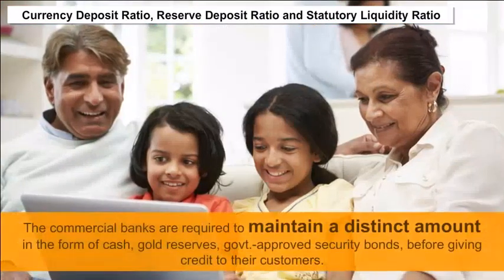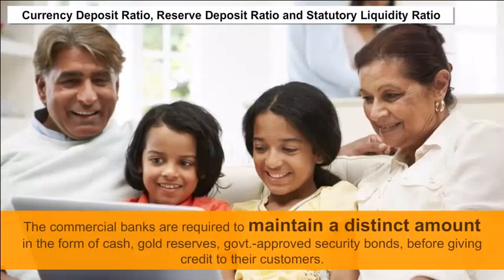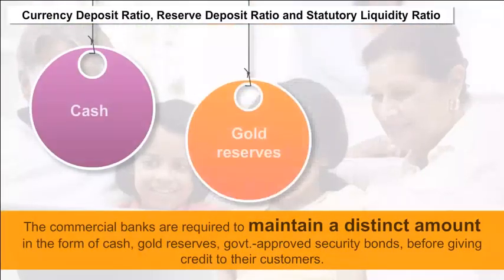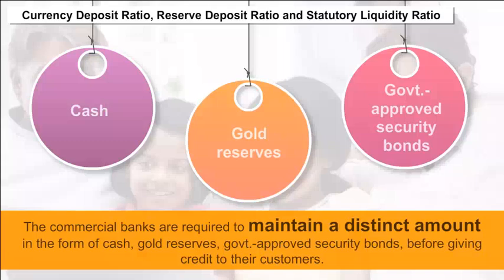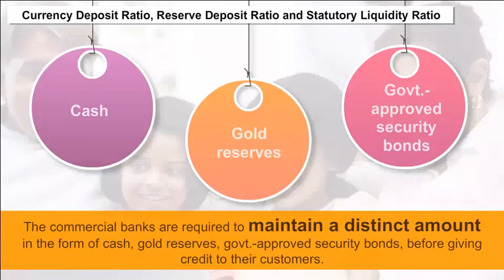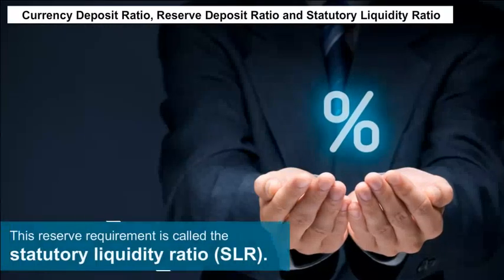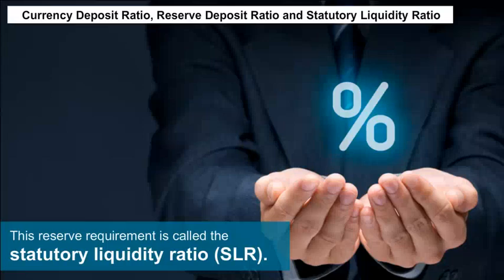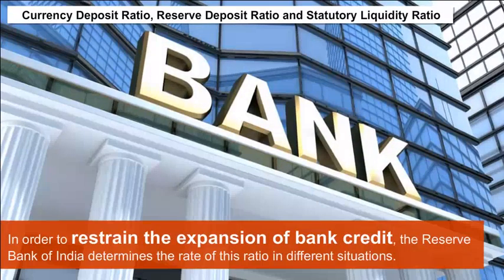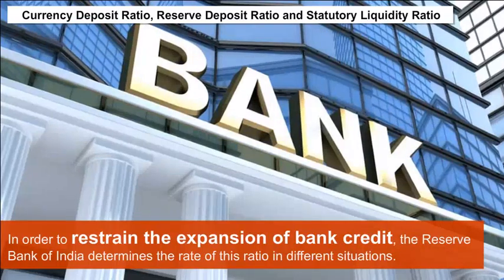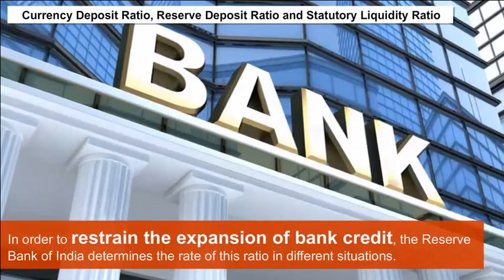In India, the commercial banks are required to maintain a distinct amount in the form of cash, gold reserves, government-approved security bonds before giving credit to their customers. This reserve requirement is called the Statutory Liquidity Ratio or SLR. In order to restrain the expansion of bank credit, the Reserve Bank of India determines the rate of this ratio in different situations.